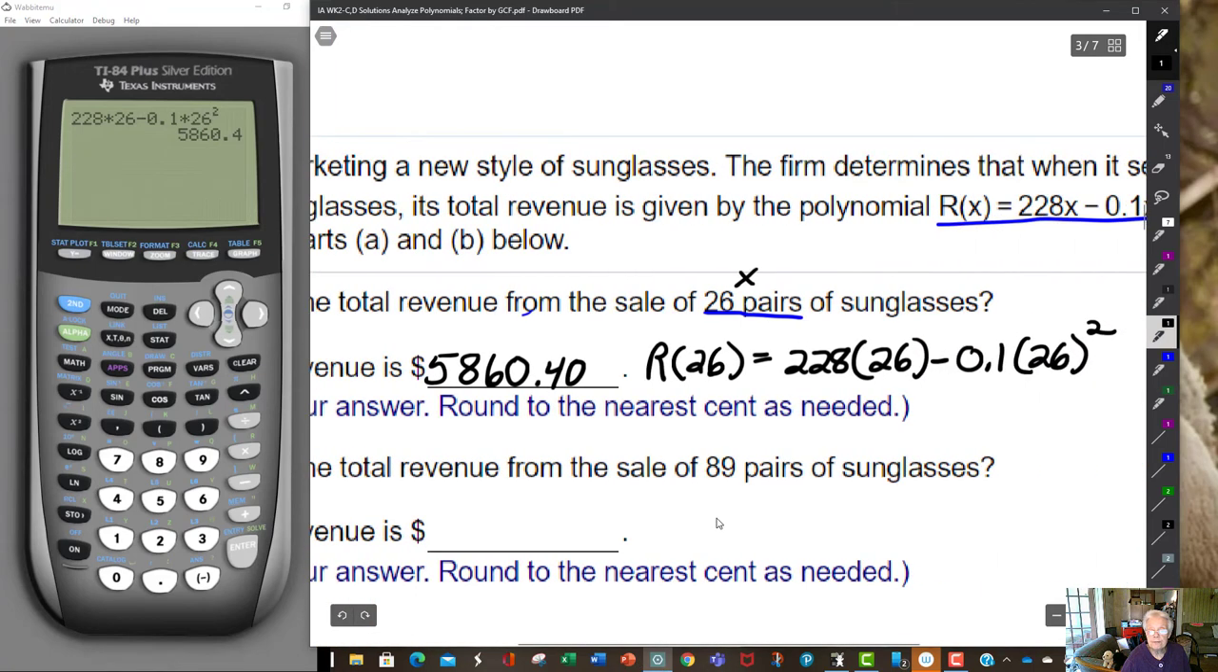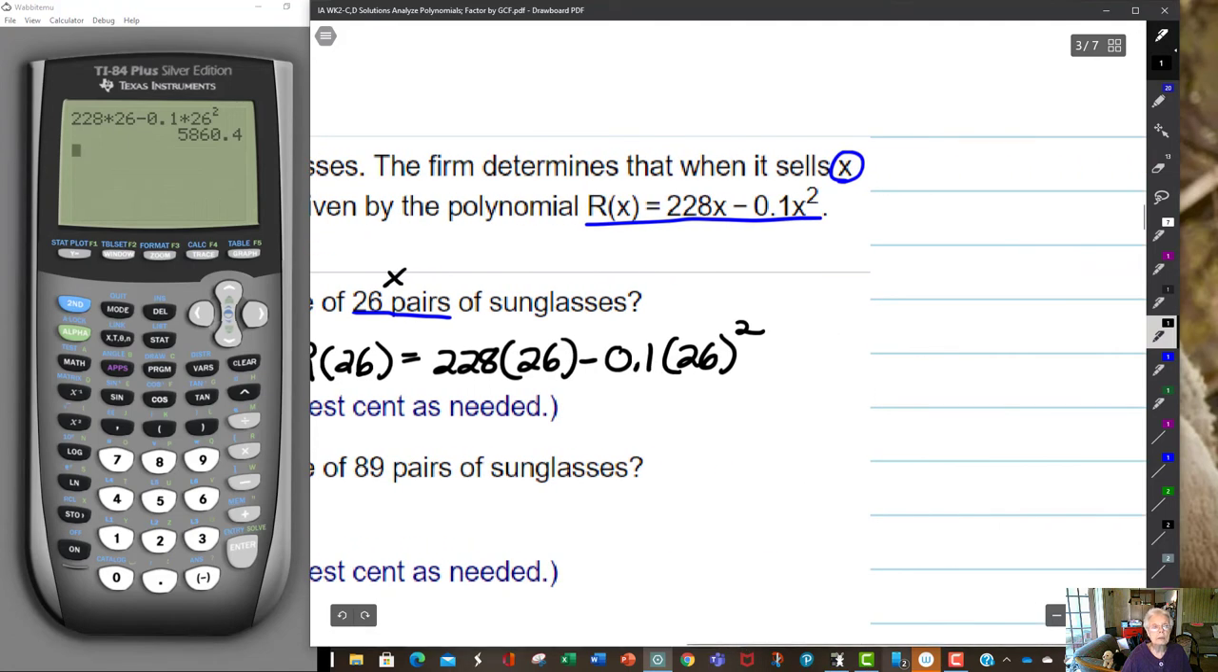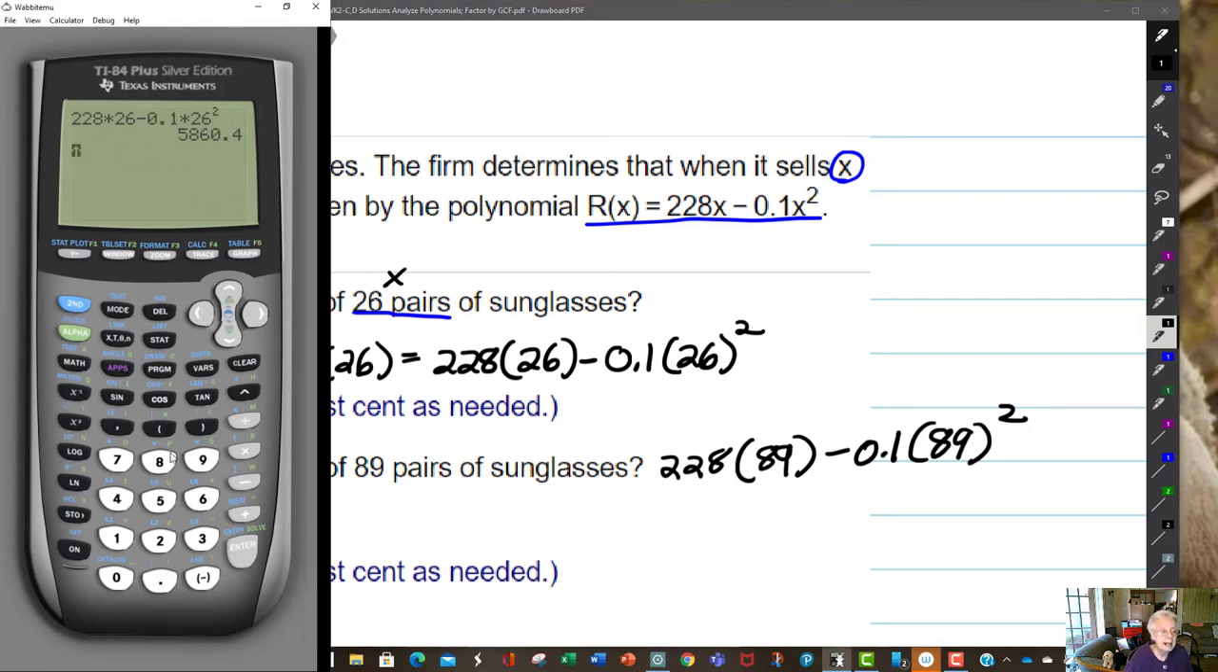Now, what is the total revenue for the sale of 89 pairs of sunglasses? I don't know. Let's find out. That'll be 228 times 89. Minus 0.1 times 89 squared. Okay, I'm going to go second, enter. Now all I have to do is back up and overwrite 26 with 89. 8, 9. There now.